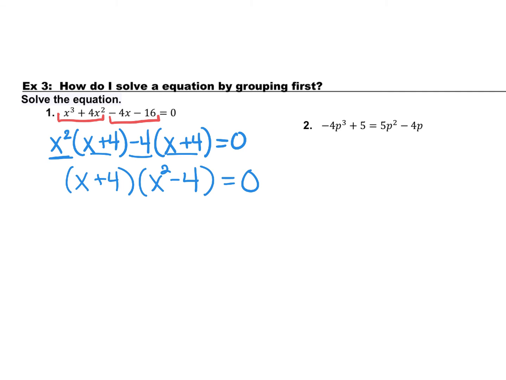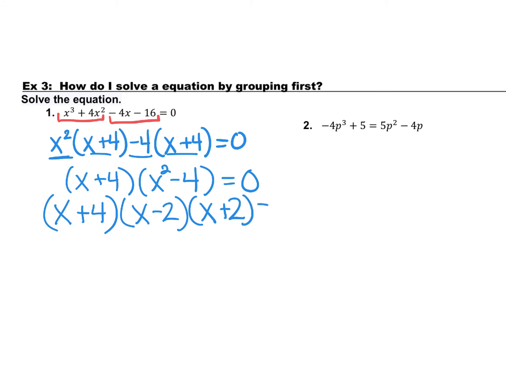So now notice how we're not quite done factoring, that this x squared minus 4 can be factored into x minus 2 and x plus 2. So let's finish up, I'm going to have x plus 4, and I'm going to have my x minus 2, and I'm going to have my x plus 2, and now that's equal to 0. So now we have x plus 4 is equal to 0, I have x minus 2 is equal to 0, and I have x plus 2 is equal to 0.